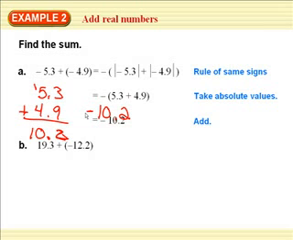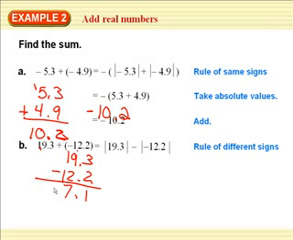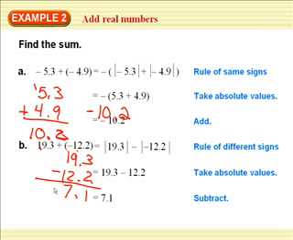All right, this one, the signs are different, so you subtract them, and always when you subtract, you put the bigger number on top. So 19.3 minus 12.2, and you subtract. And the 19 is bigger than the 12, so it's +7.1. There's our answer. So they're doing the same thing. They subtract, and they get 7.1.